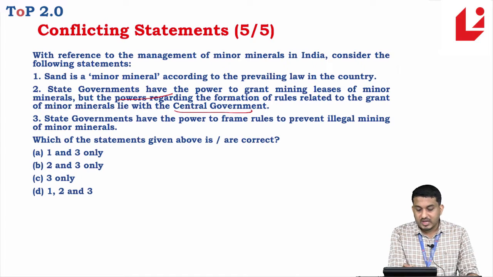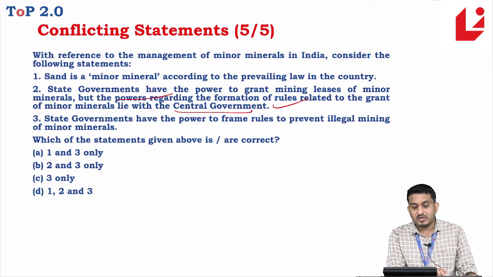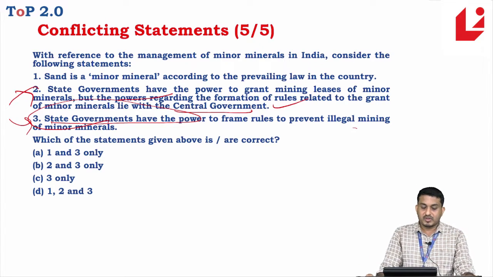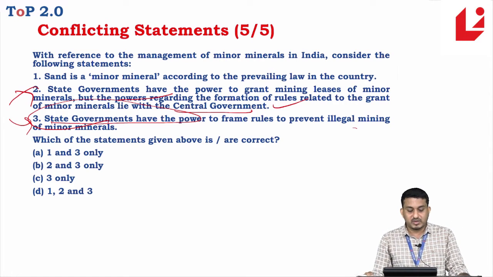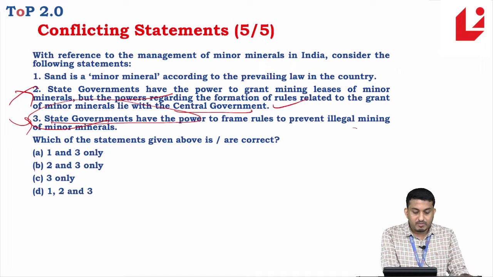So power lies with central government. What is statement 3? State governments have the power to frame rules to prevent illegal mining. So here the power is with state government. So statement 2 and 3 are contradictory. One talks about rules lying with central government, the second talks about rules lying with state government. Getting it? So 2 and 3 should not go together. So B can be eliminated, D can be eliminated.